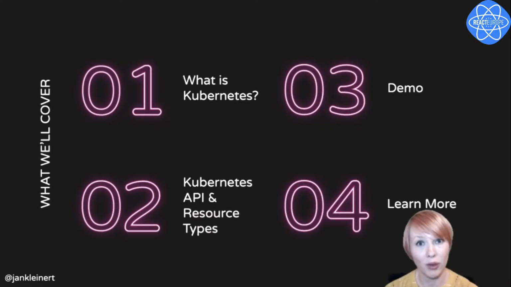We'll start by talking about what Kubernetes is in the first place. Then we'll look at the Kubernetes API and resource types. Third, we'll have a demo where I use my Keytar and the WebMidi API to interact with the Kubernetes API to deploy and manage some resources on a Kubernetes cluster. And then finally, I'll share some resources where you can learn more. So I'll get out of the way now and we'll go on with the presentation.